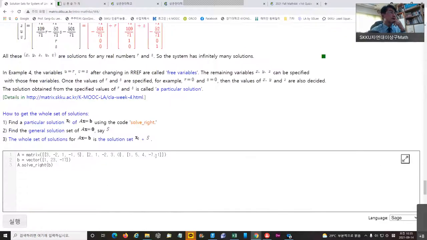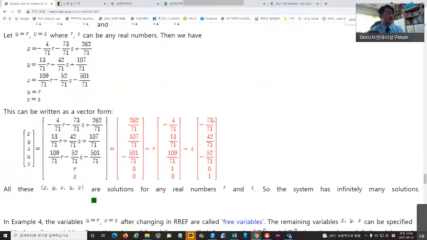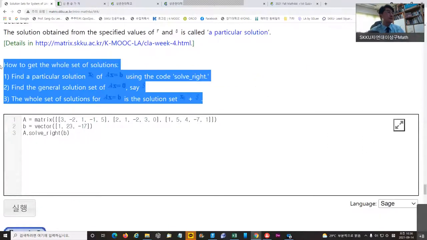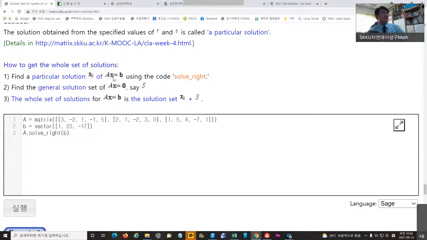The system, the method here. This is the very most important part of this chapter. If we want to find the whole solution set of AX = B, if you use a code A.solve(B), it gives you only one particular solution when it has one. When it has infinitely many solutions, it gives one particular solution only.